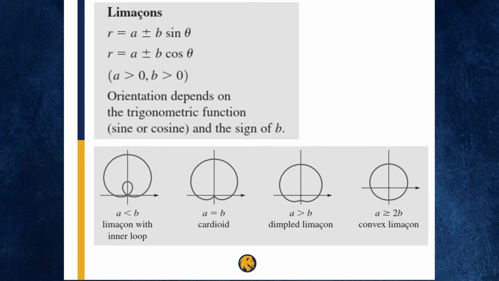And the orientation, much like it was for a circle, will depend on which trigonometric function, the sine or the cosine, and the sign of b. And so the different shapes we might see in polar graphs with these particular types of equations is a limaçon with an inner loop when a is less than b, a cardioid when a is equal to b, a dimpled limaçon when a is greater than b, and a convex limaçon when a is greater than or equal to 2b.